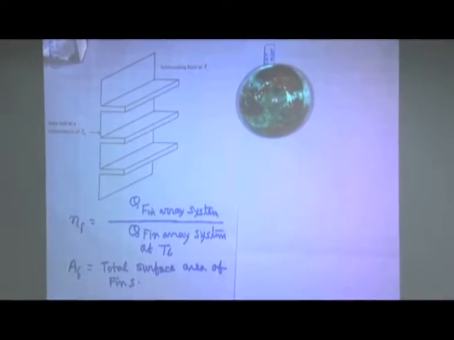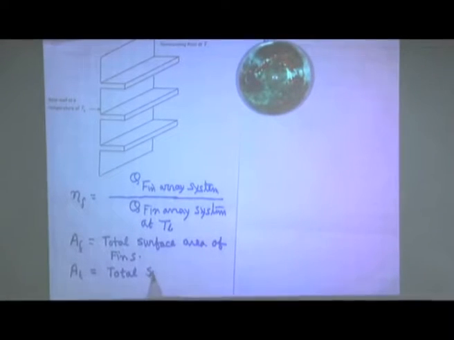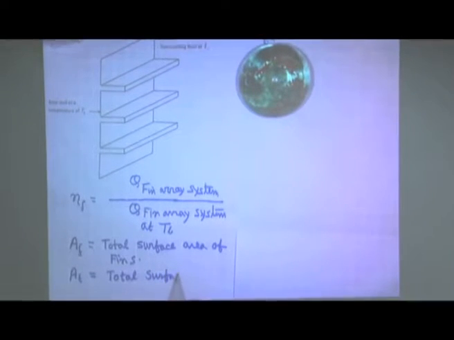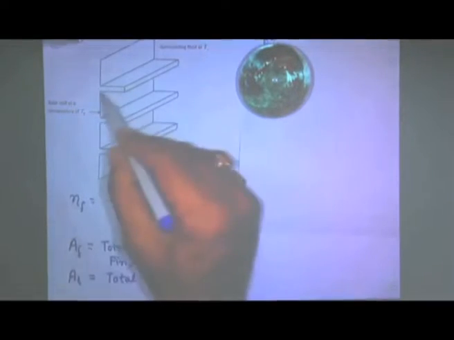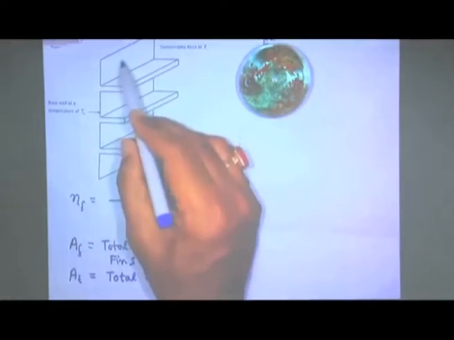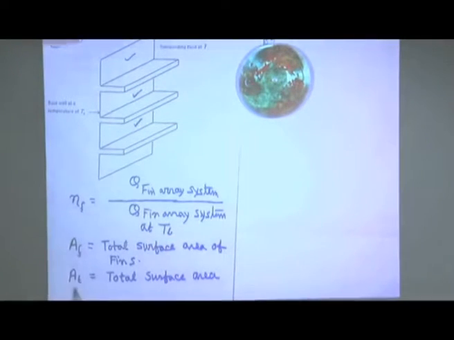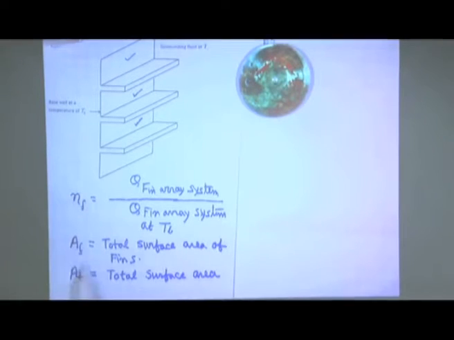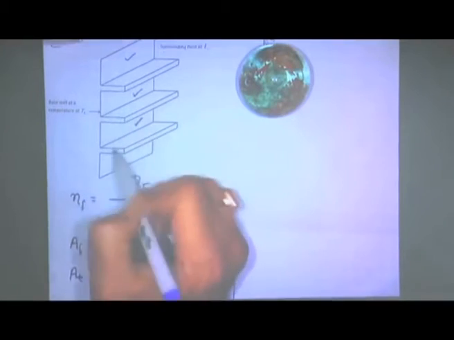And if we make this nomenclature, AT is the total heat transfer area, the total surface area, meaning the heat transfer area which takes part in heat transfer. Total surface area including all surface area of fins plus the uncovered portion. That means these are the uncovered portions. AT is the total surface area, that means uncovered portion plus fin.